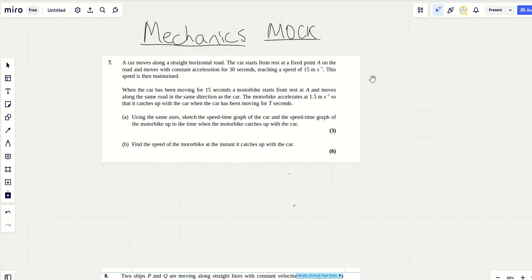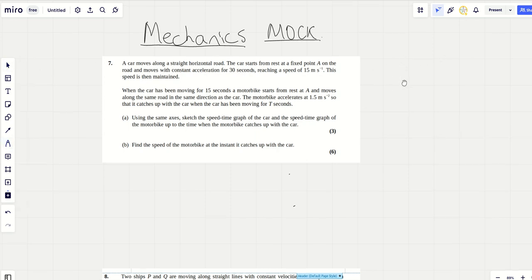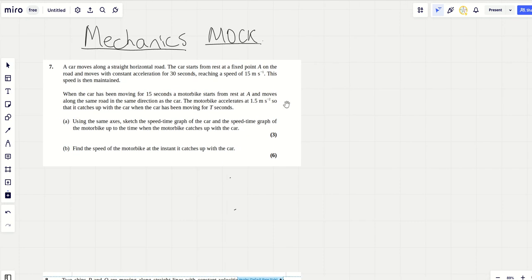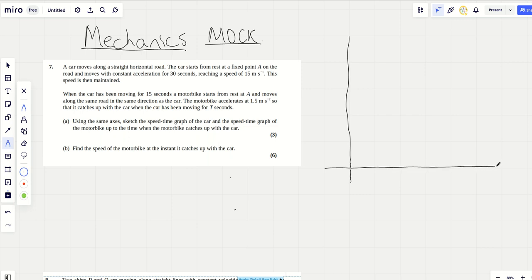Okay, so let's have a look at this. Now we've got a velocity time graph question to start, worth 9 marks. These can be tough. Don't underestimate the velocity time graph questions. They require a decent diagram, and when you've got one car overtaking another car, or in this case a motorbike or whatever, they're normally quite tough. So let's have a really careful go at this.